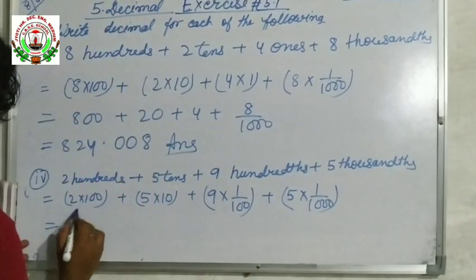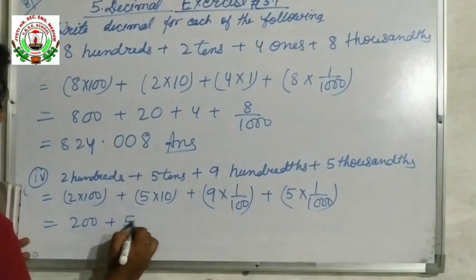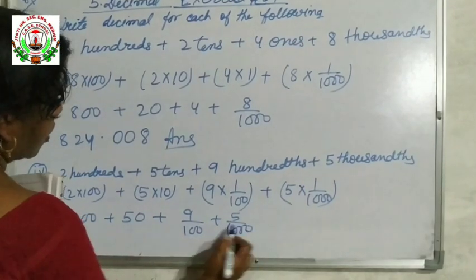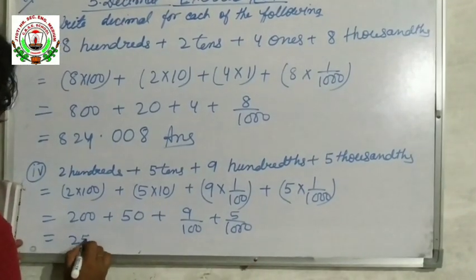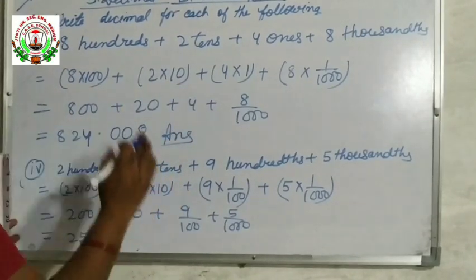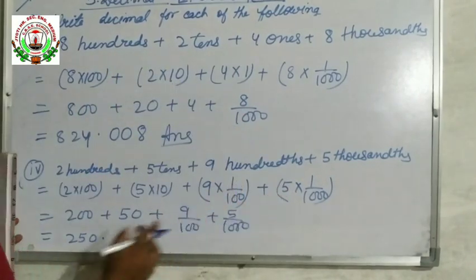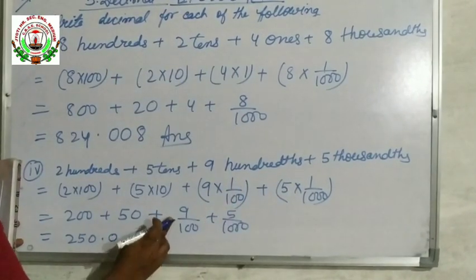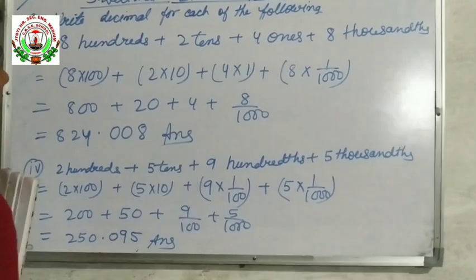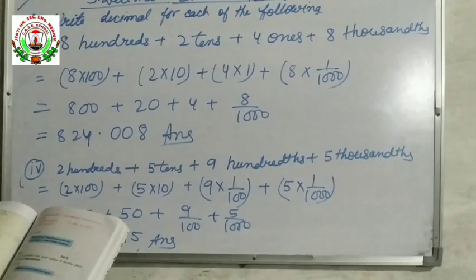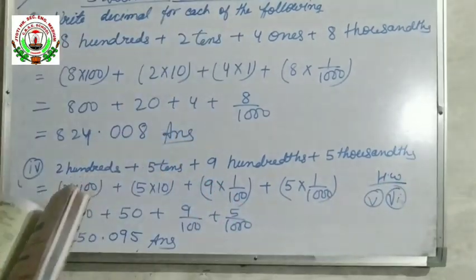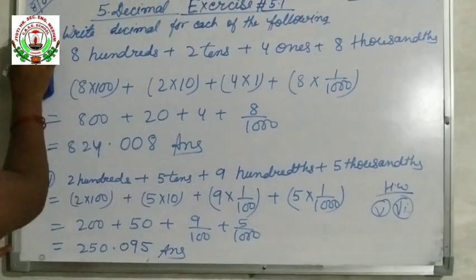Clear? So here 2 into 100, 200 plus 50, plus 9 by 100 plus 5 by 1000. So 250 is 250 point. Here 10 is not given. What is systematic? Tenths, hundredths, then thousandths. Tens is not given, so you will put 0, in 100 you will put 9 and then 5. It is given here. So it is the answer. Understood? So next question you will do, that is your question number 5 and 6. It will be homework. Now next we will see question number 4.